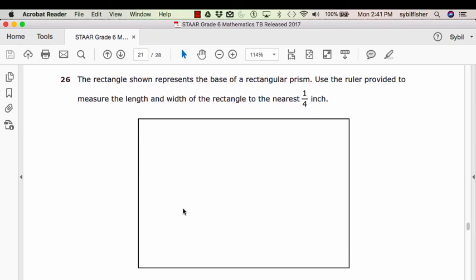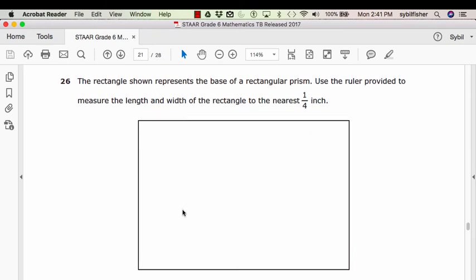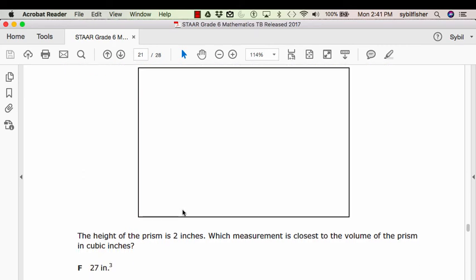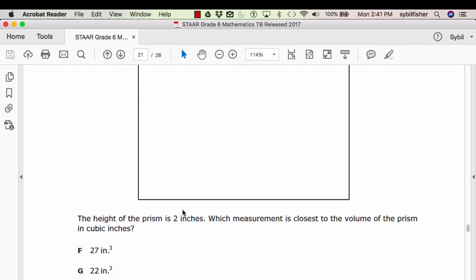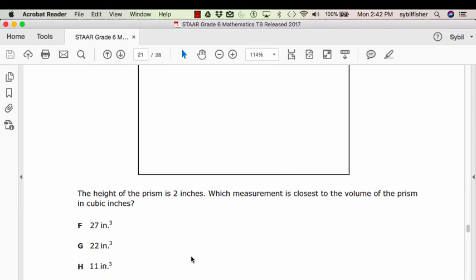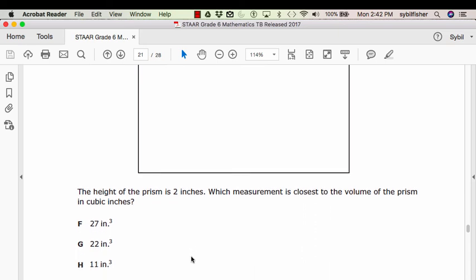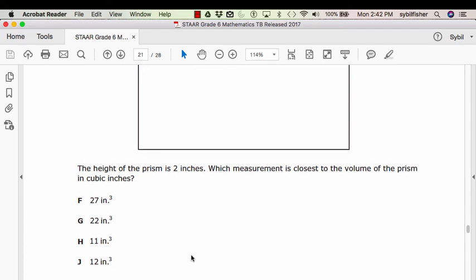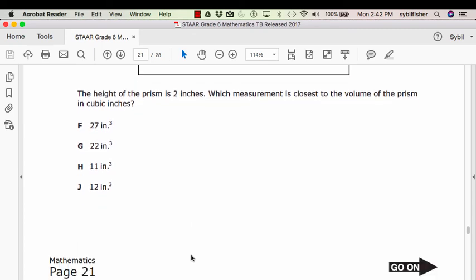26. The rectangle shown represents the base of a rectangular prism. Use the ruler provided to measure the length and width of the rectangle to the nearest 1/4 inch. The height of the prism is 2 inches. Which measurement is closest to the volume of the prism in cubic inches? F, 27 inches to the 3rd power. G, 22 inches to the 3rd power. H, 11 inches to the 3rd power. Or J, 12 inches to the 3rd power.